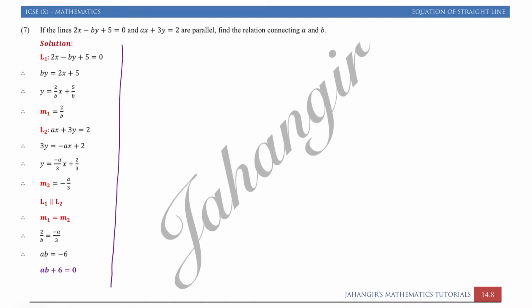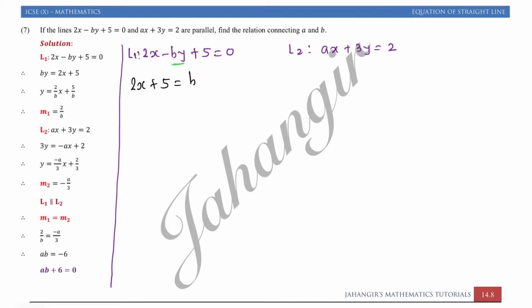If the line 2x minus by plus 5 is equal to 0 and line 2, ax plus 3y is equal to 2, are parallel, find the relation connecting a and b. So first we will make y a subject. So here if you will see, coefficient of y is negative, so let us make it positive.